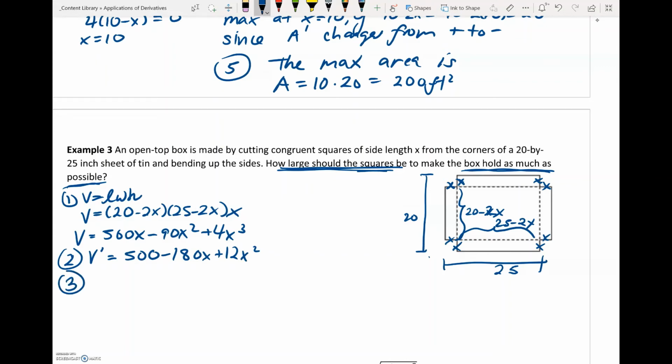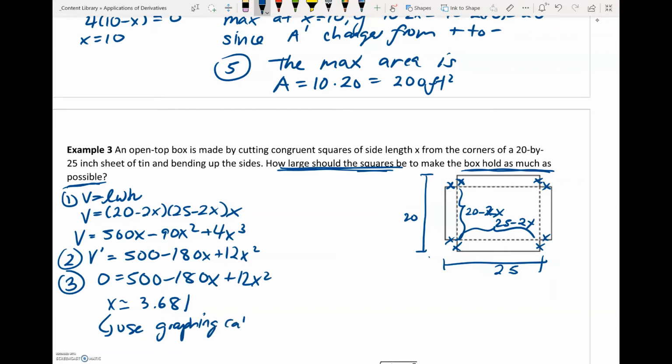Our third step is to set v dash to 0 because we want to find the critical values. And we can graph this out instead of using the quadratic formula. If you use your graphing calculator and find its intercepts, you can find that x is about 3.681. So to do this, you're going to use the graphing calculator and find the x-intercepts.